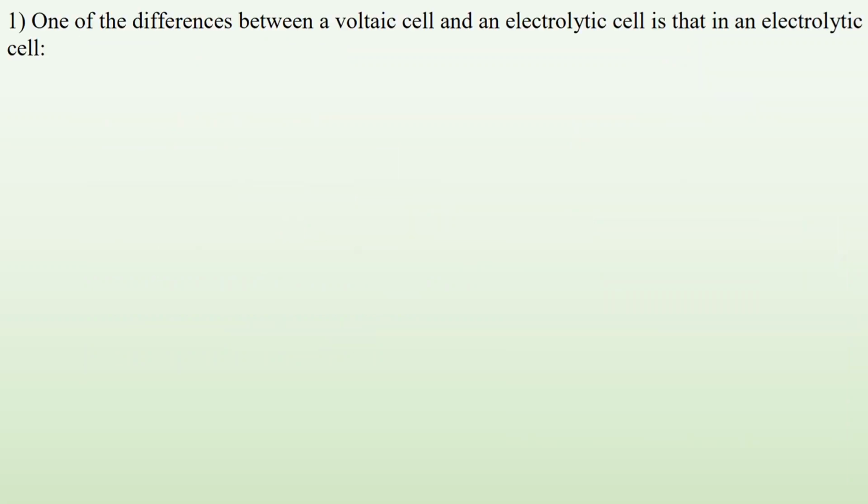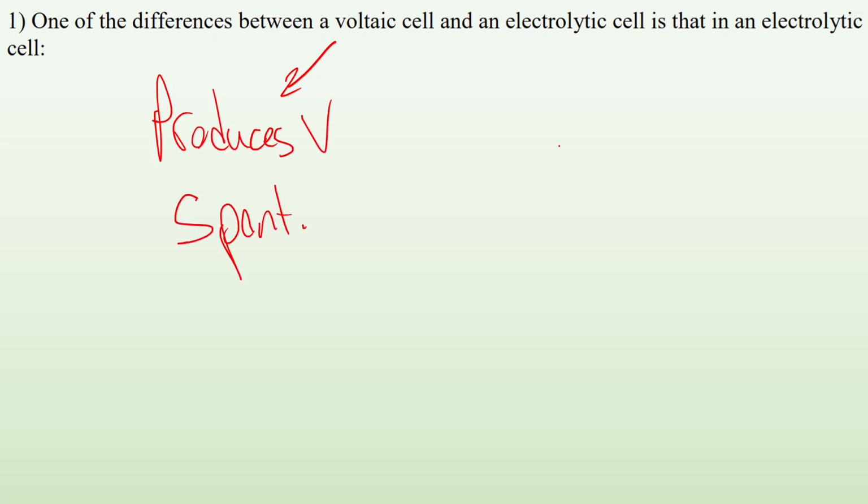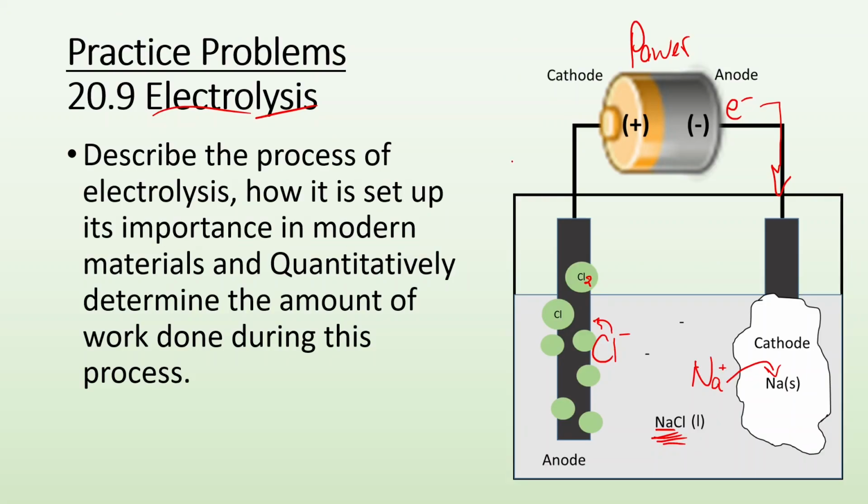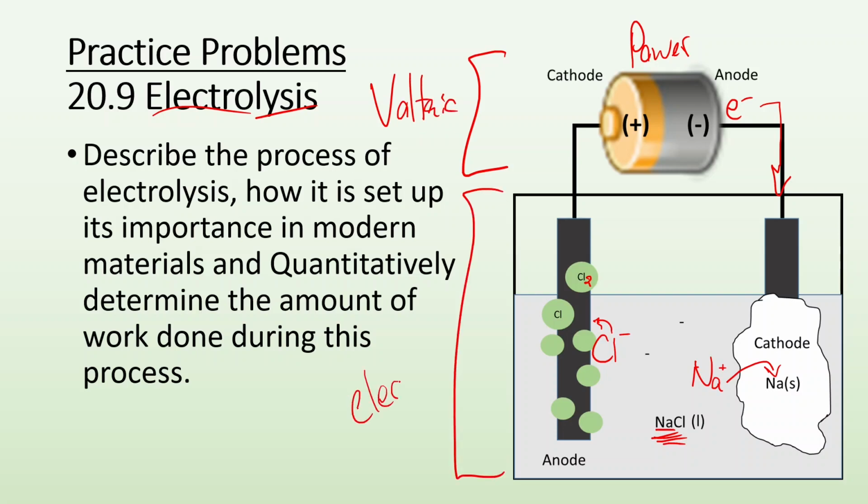All right, so one of the differences between a voltaic cell and an electrolytic cell is that a voltaic cell produces volts. It's spontaneous. And electrolytic cells need volts. You need to apply voltage because it's non-spontaneous. So those are the big differences between the two. And going back here, this portion up here is the voltaic cell. And then this portion down here is the electrolytic cell. Right? This is where the electrolysis is occurring.